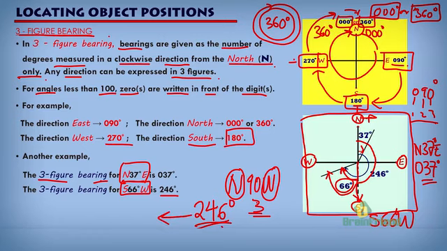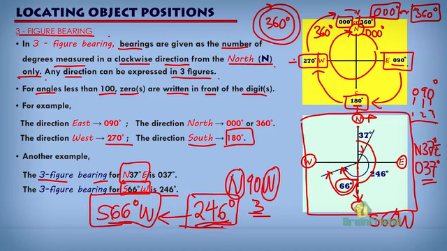Of course, in the compass bearing method, what we meant to write is south 66 degrees west. So these are the 2 ways of indicating the same direction. South 66 degrees west is the compass bearing method of writing that, while 246 degrees simply is the 3 figure bearing method of writing the same direction.